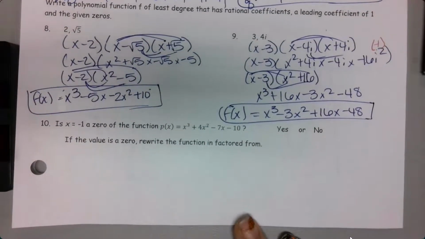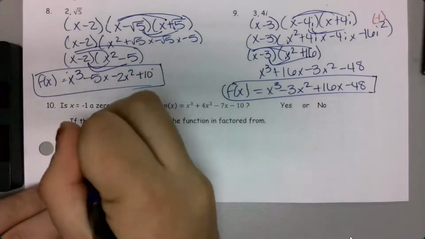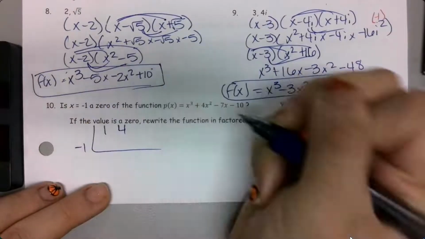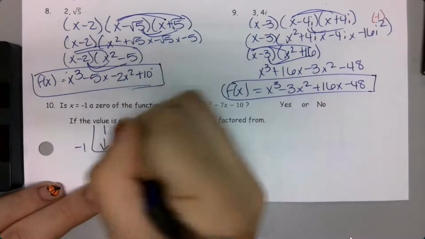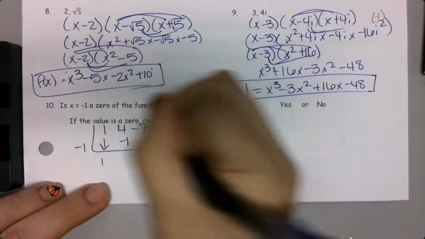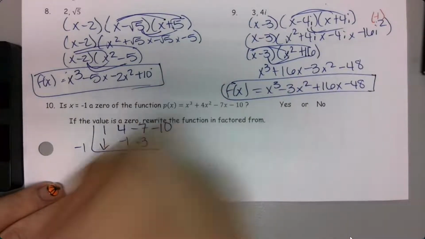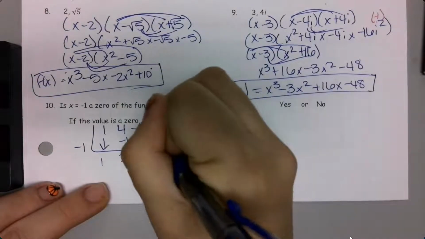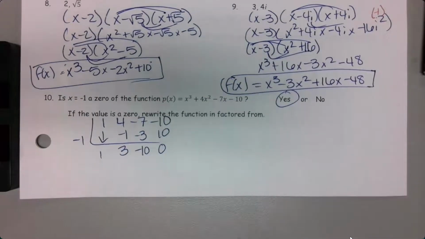Number 10 wants me to see if it's a zero of the function. I'm going to plug in and use synthetic division. So -1, and then the terms I'm going to write out are 1, 4, -7, -10. Bring down that 1. -1 times 1 is -1. 4 minus 1 is 3. -1 times 3 is -3. -7 minus 3 is -10. -10 times -1 is 10. So this one is a factor because this equals 0. If I get any other number, it is not a factor.